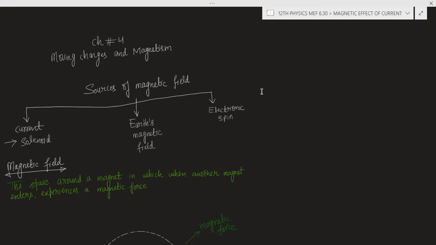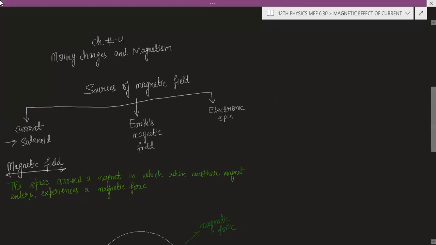And after this, we have a topic, Biot-Savart law, and that is used for calculating the magnetic field at a point due to a current carrying wire's element. Okay. Please note it down. This chapter is very, very interesting. The name of the chapter I have given according to the NCERT.